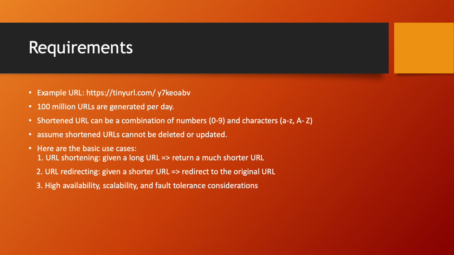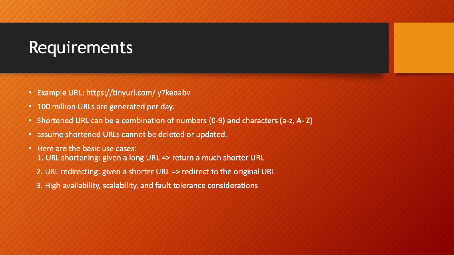So for this problem, let's see what the requirements might look like. A tiny URL is a URL where, as the name suggests, it's a tiny URL, and there's an identifier at the end of the URL, and in this case, as you can see, it's Y7KEOABV. It's 8 characters in this case, but it might vary from anywhere from 4 characters to 8 or 9 characters.